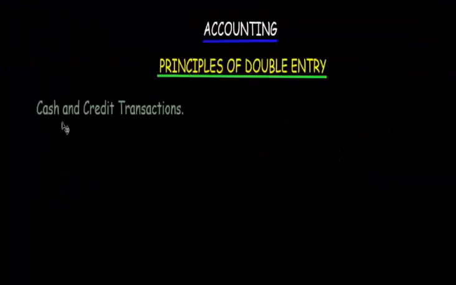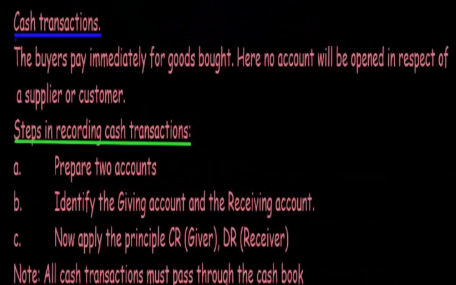Next, we look at cash and credit transactions. In financial accounting, transactions may be classified into two, which are cash and credit transactions. In cash transactions, the buyers pay immediately for goods bought. Here, no account will be opened in respect of a supplier or customer.